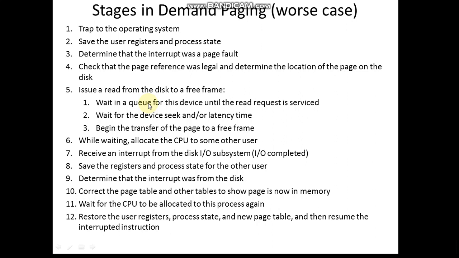Wait for the CPU to be allocated, because meanwhile you are waiting for that particular page which is not in main memory. You were under waiting. So after that the CPU has to come back to you, right? So restore the user register, process state and new page table, and then you can resume the instruction execution. These are all the different stages that take place in the worst case, when the page required by you is not available in main memory, but rather is on the reserved storage, and when it is brought in, these are all the different stages it has to go through.